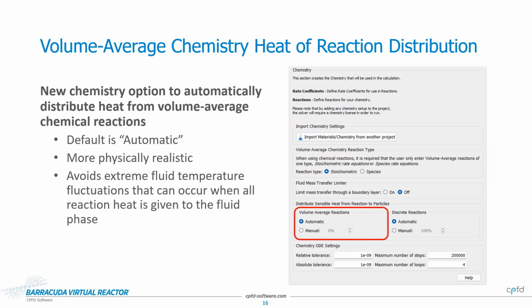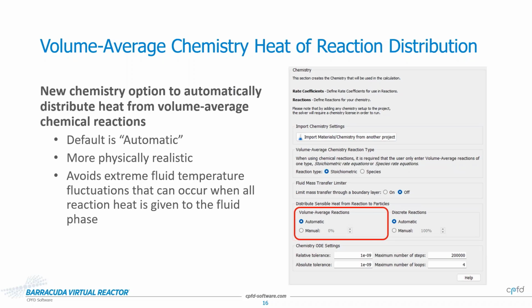A chemistry-related feature that we've added for this release is dealing with how heat is distributed from volume average chemical reactions. This mode of automatically calculating how much heat goes to the particle phase versus the fluid phase is actually already how discrete reactions have been working for several years now. What we've done is add the same sorts of calculations to volume average reactions. And this should make chemical reaction simulations more realistic.